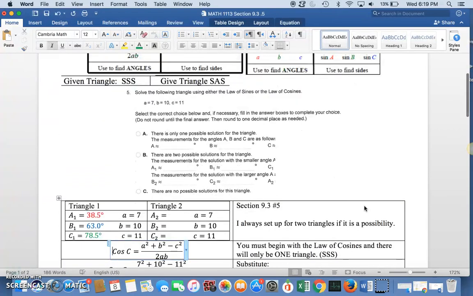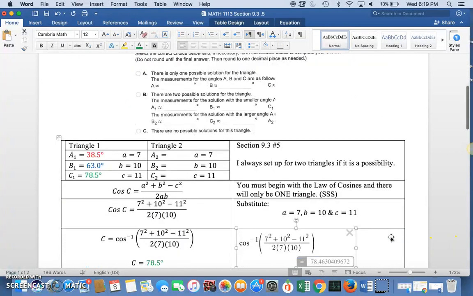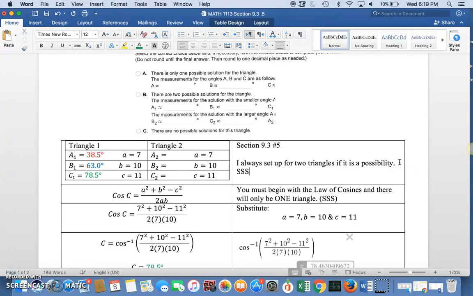Sometimes it's just easiest to do C because that's the one that you have the little formula for here. Cosine C is equal to A squared plus B squared minus C squared all over 2AB. Of course, the colored ones are the ones that I found. There are not going to be two triangles, because what you have is side, side, side, and it does not produce but one triangle.